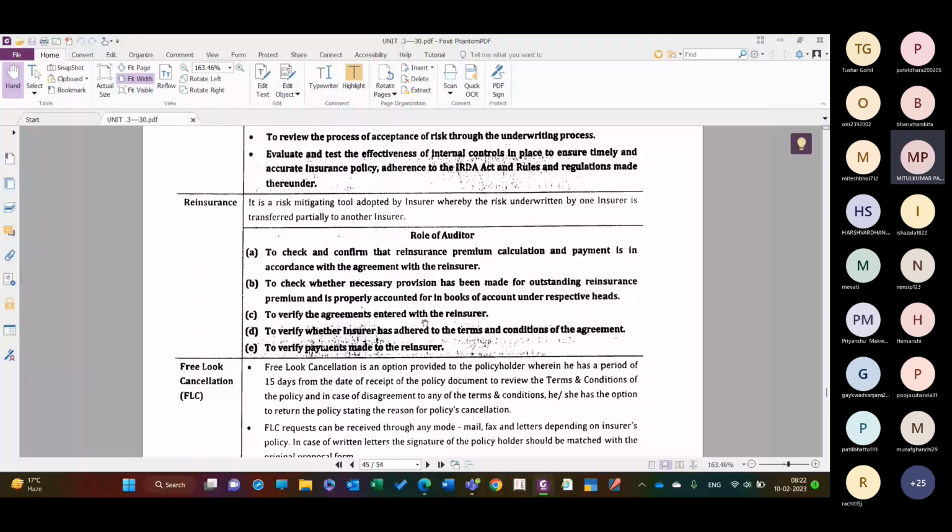So 1 crore will be recorded in the books of account of ABC Limited as income, right? But they have to pay that 40 lakhs. So the payment should be made to the reinsurer. ABC Limited has to inform PQR that the reinsurance has been done, the terms and conditions should be agreed, the agreement should be verified, and it should be duly recorded in the respective books.